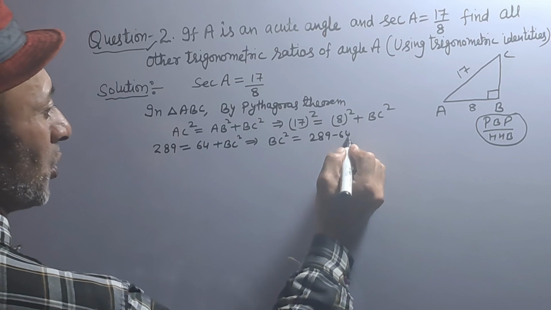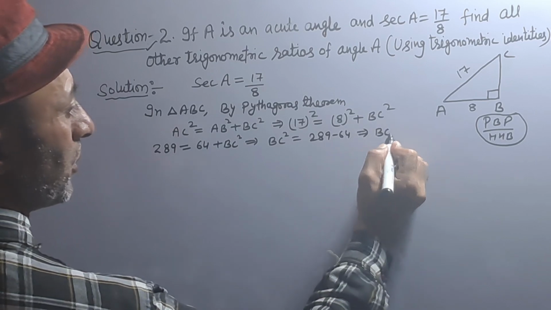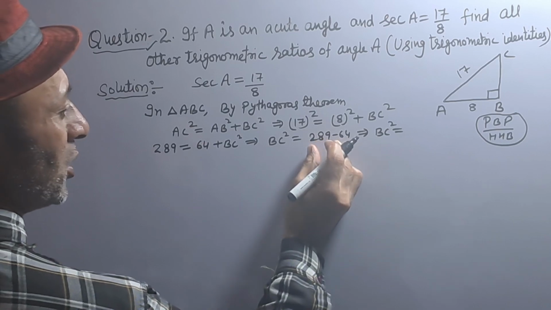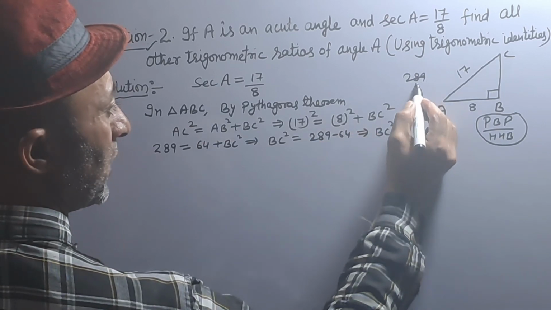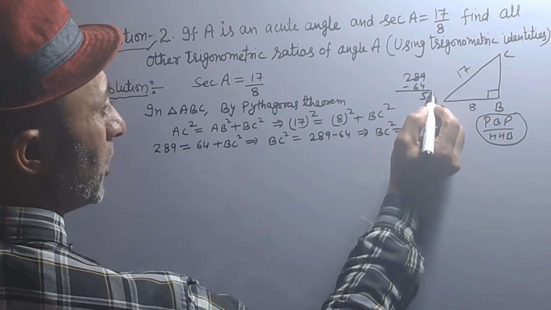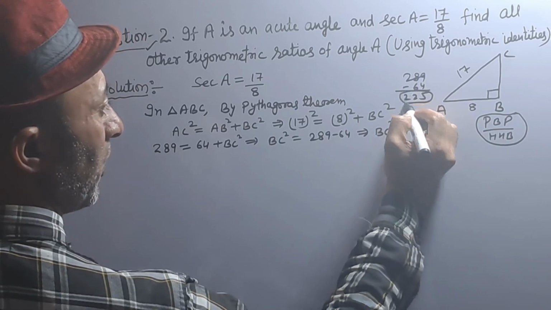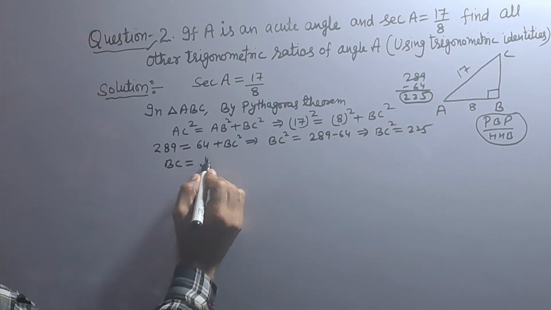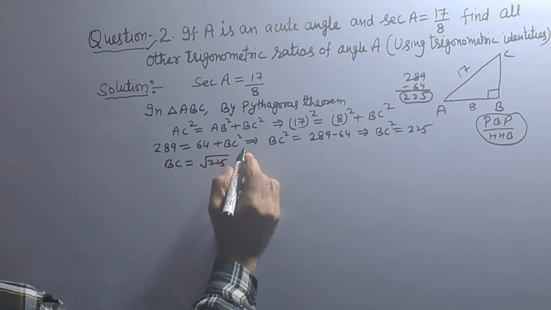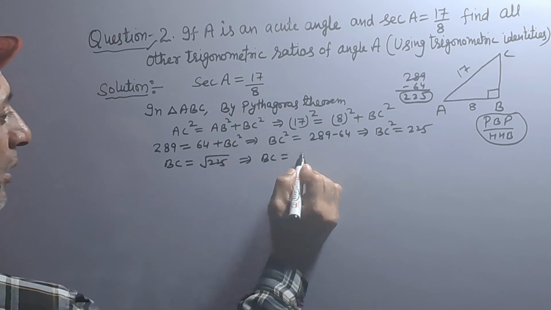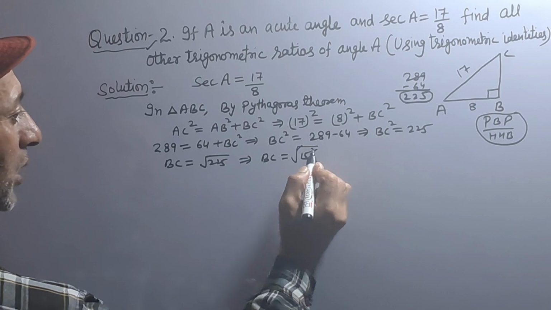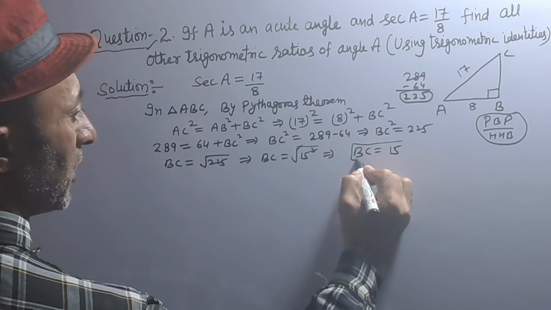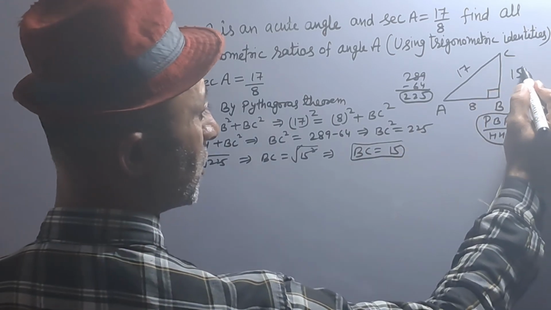289 minus 64, which implies BC square is 289 minus 64, which is equal to 225. Then BC is equal to root 225, that is 15 square, and we get BC is equal to 15. This side is 15.